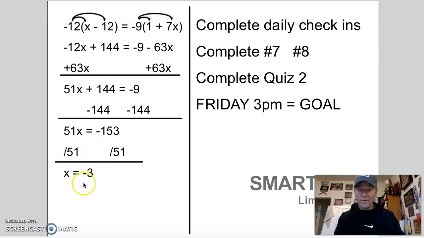As you can see on the board here, the answer key from yesterday's daily check-in is right there. Correct answer was x equals -3, and you can see your steps there. So if you need to pause right now and check out these steps to solve an equation that has distributive property and variables on both sides, you can do that.